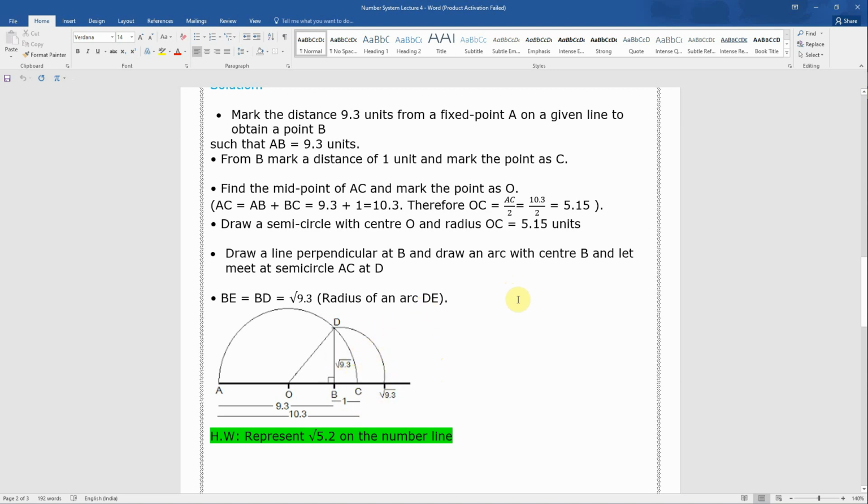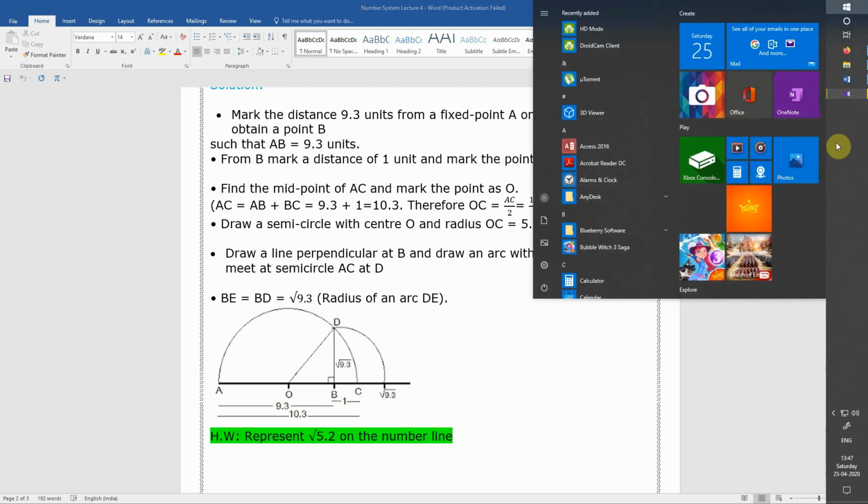If you practice it, it is very easy. Before showing you the drawing, there is one homework given: root under 5.2. You can try with any other root under something value. You can try yourself. Please practice. Now I'll show you the video.